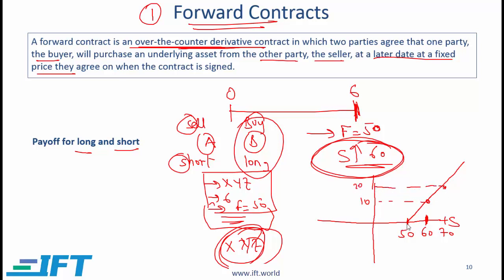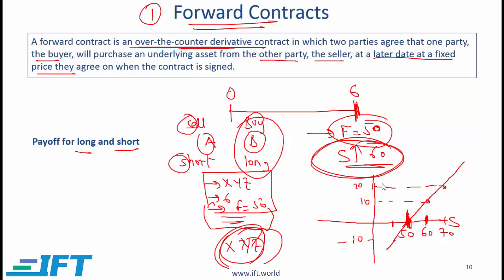What if the stock price ends up at 40? Then the long still has to buy for 50. In the market, the long would sell for 40. So the loss here would be 10. So the payoff diagram is this 45-degree line which passes through 50, 50 being the forward price.